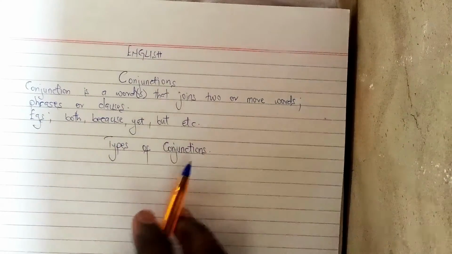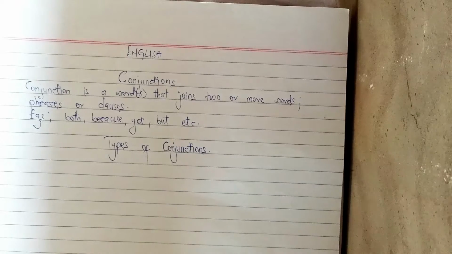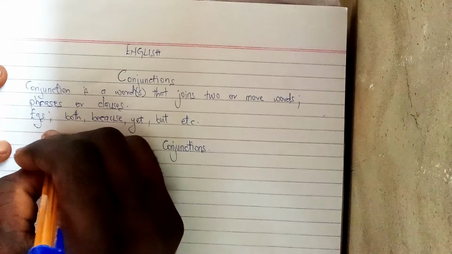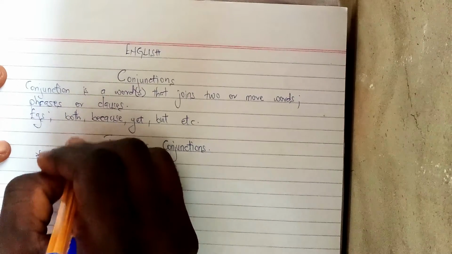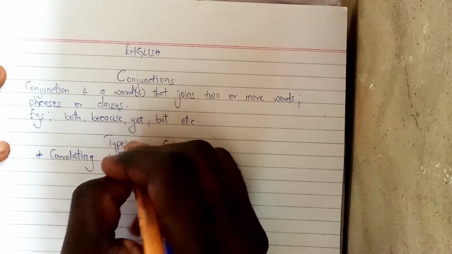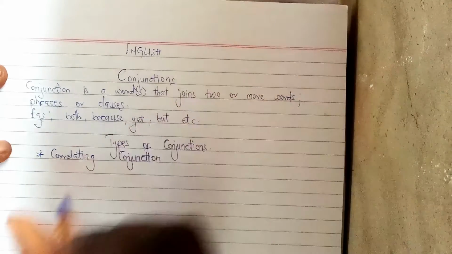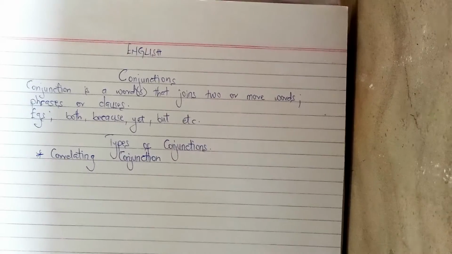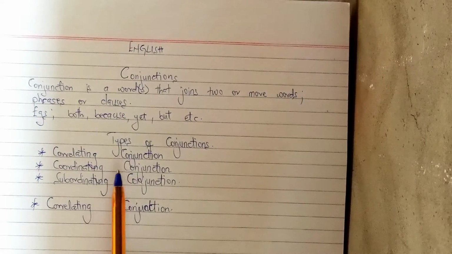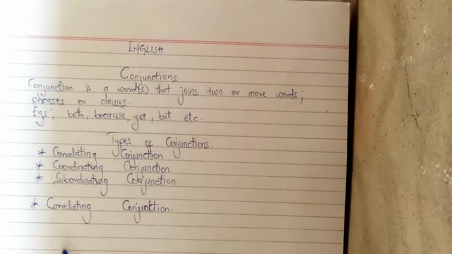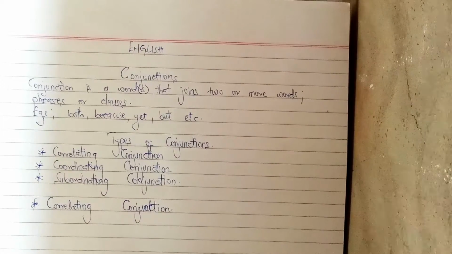Okay, so let's now look at the types of conjunctions. We have basically three types of conjunctions. We have the correlating conjunction, the second is the coordinating conjunction, and then the third is the subordinating conjunction. So the three types are the correlating conjunction, coordinating conjunction, and the subordinating conjunction. Let us now look at them one after the other.